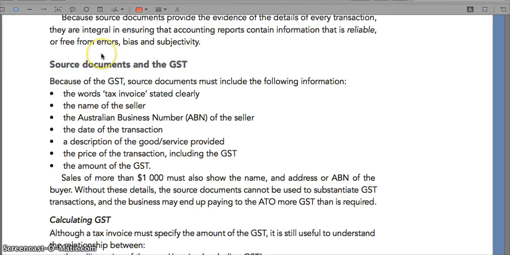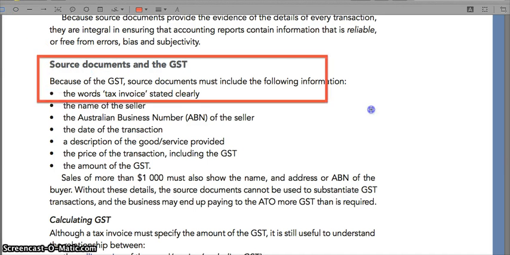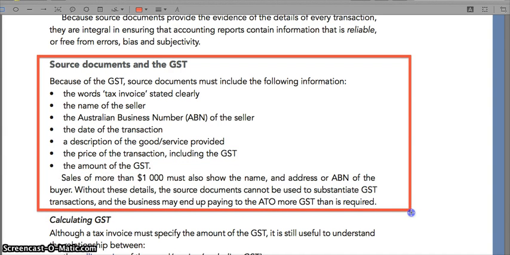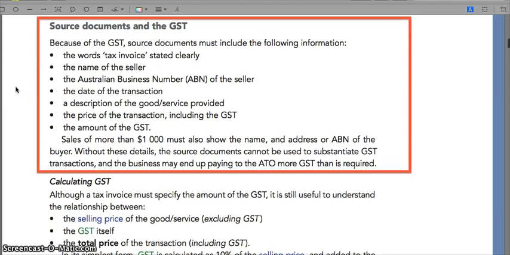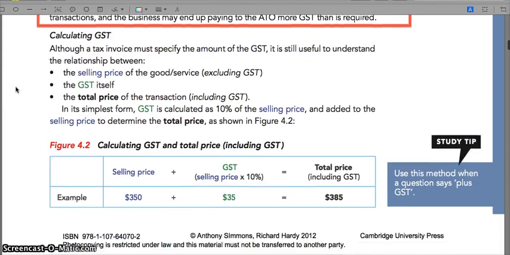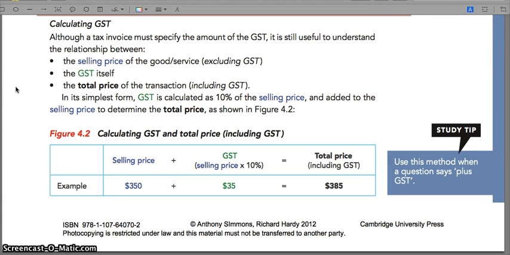Actually, I might get rid of that. So basically, a source document needs to include these things if it's going to be used for GST purposes, and that's why you see the words tax invoice, and you see the ABN on invoices in your daily purchasing. What we're going to go to now is just calculating the GST.